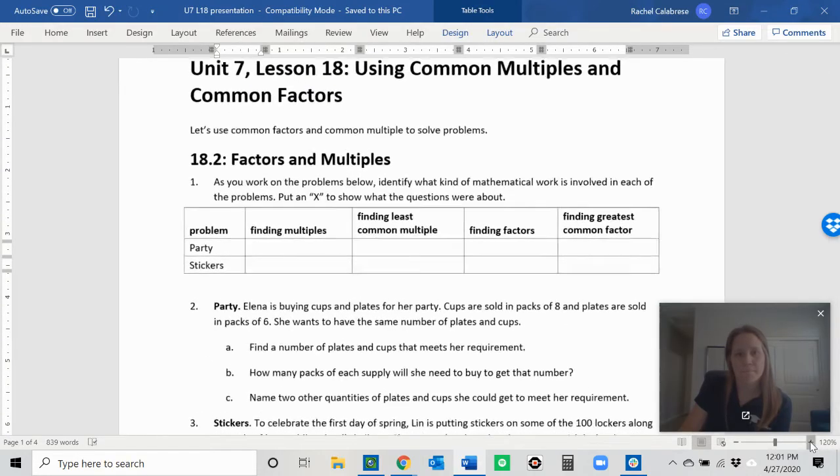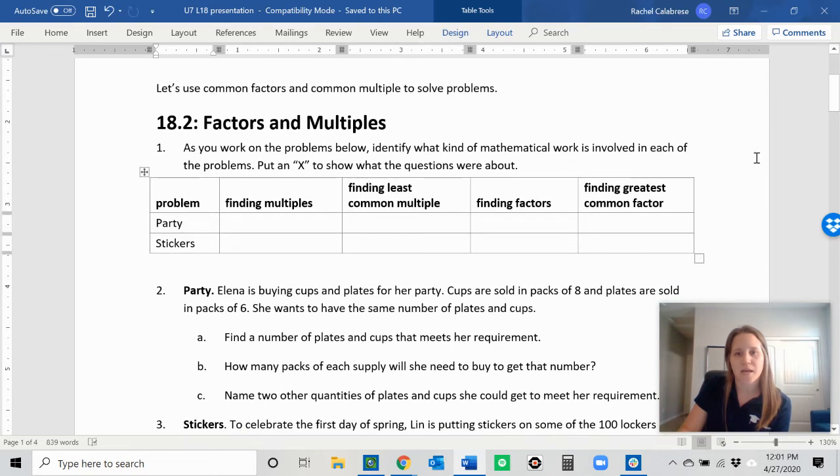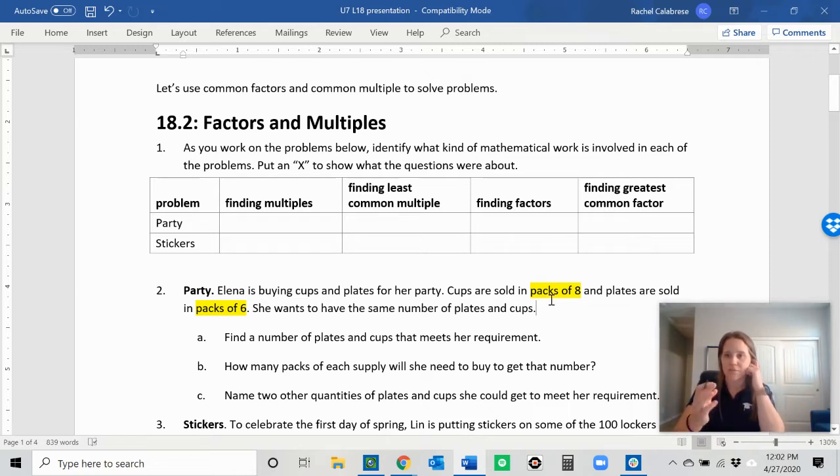Okay. All right, Elena is buying cups and plates for her party. Cups are sold in packs of 8, and plates are sold in packs of 6. Okay, she wants to have the same number of plates and cups. I've definitely been in a situation like this before where you need enough plates or cups, or like hot dogs and hot dog buns for a party.